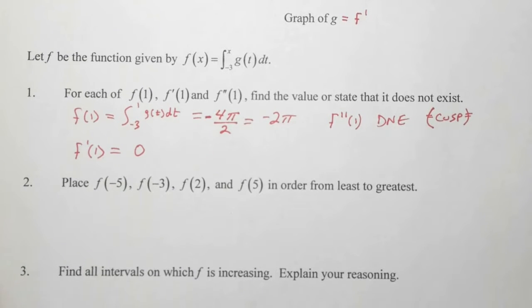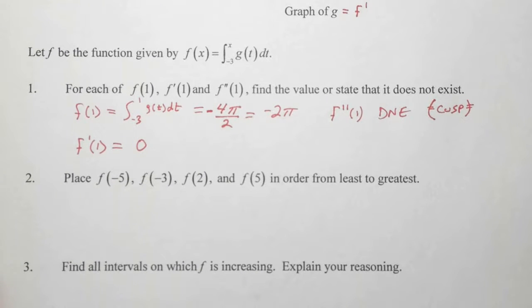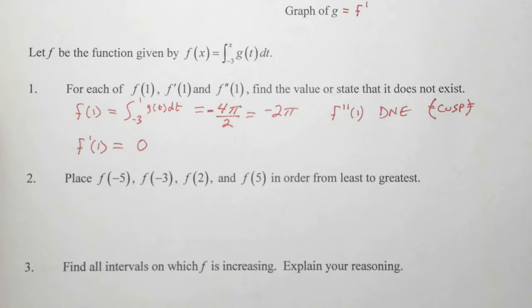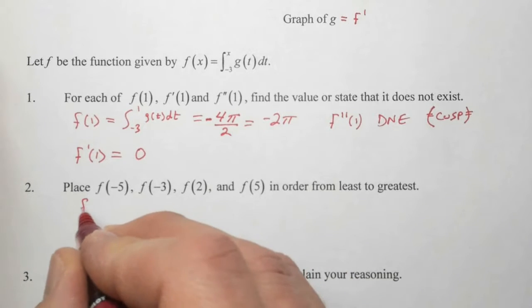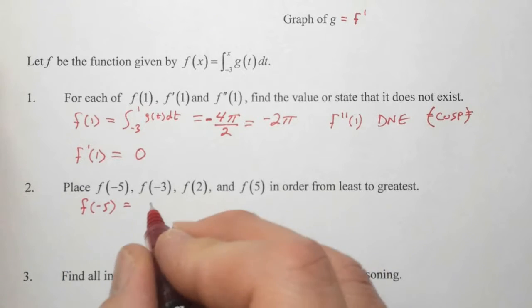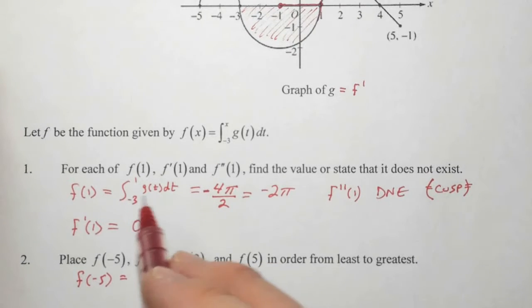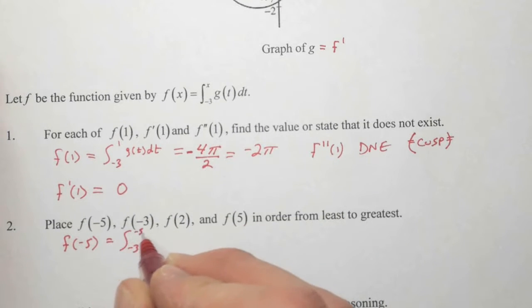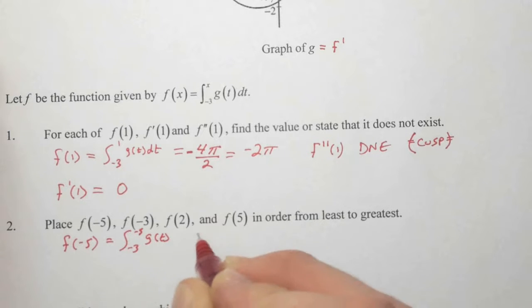Now with number 2, we need to place f of -5, f of -3, f of 2, and f of 5 in order from least to greatest. So let's start with f of -5. That's the integral, just like we did up here for 1. That would be the integral from -3 to -5 of g of t dt.